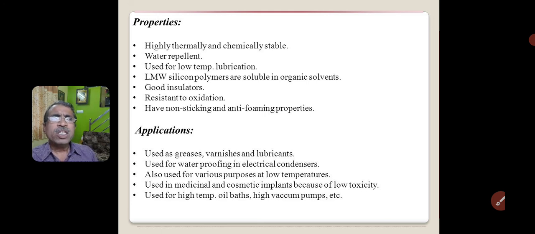Coming to the applications of phosphazenes. Phosphazenes are used as greases, varnishes, and lubricants. They are used for waterproofing in electrical condensers. They are also used for various purposes at low temperatures. Phosphazenes are used in medicinal and cosmetic implants because of low toxicity. These are used for high temperature oil baths, high vacuum pumps, etc.